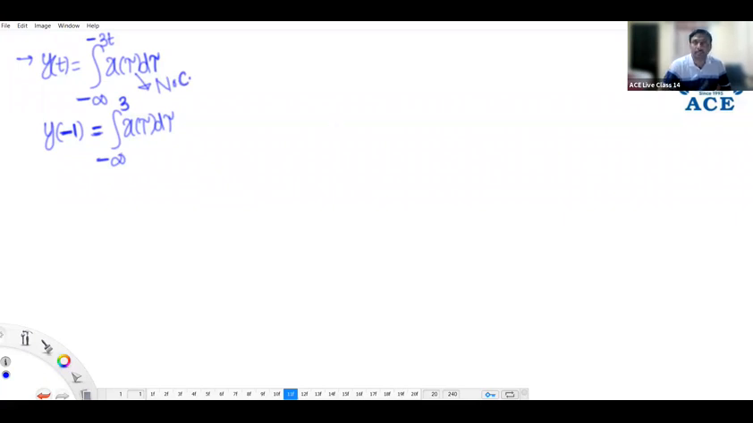Suppose our upper limit is just t, sir. If it is given as minus infinity to t, if the upper limit is just t, it is 100% causal.